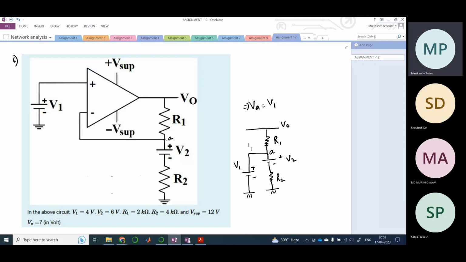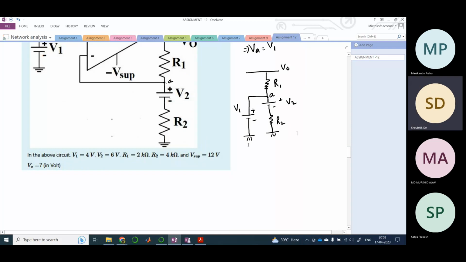Yes, sir. Okay, fine. So now once we have done this, the remaining part is pretty easy. This current I would be flowing, and the same current I would also be flowing through this path, right? It is similar to the previous problem. So V0 would be V1 plus I R1, and V1 is V2 plus I R2. So now from here you can calculate what is I.